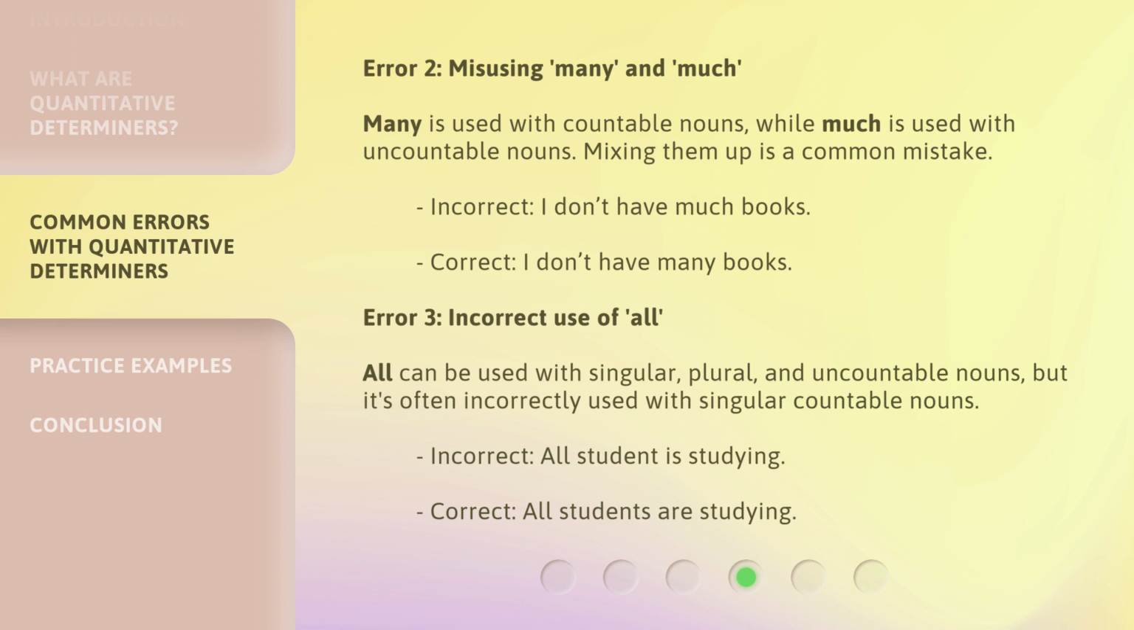Error 3. Incorrect use of all. All can be used with singular, plural, and uncountable nouns, but it's often incorrectly used with singular countable nouns. Incorrect: All student is studying. Correct: All students are studying.